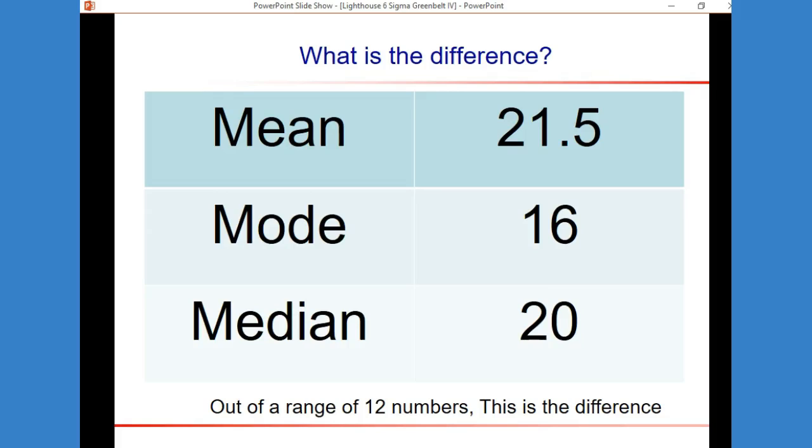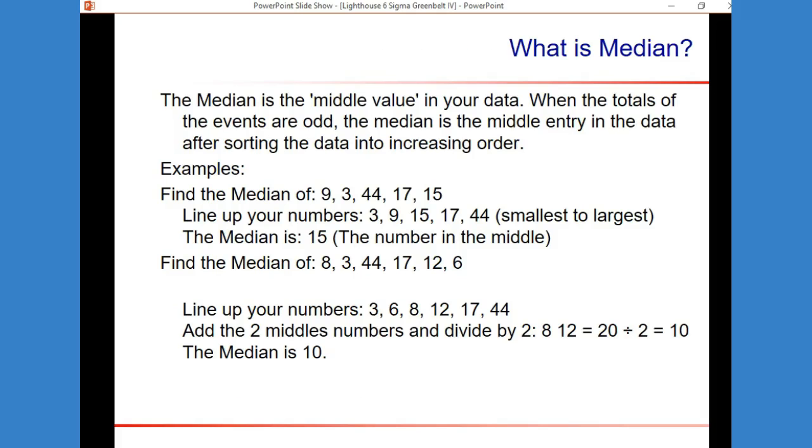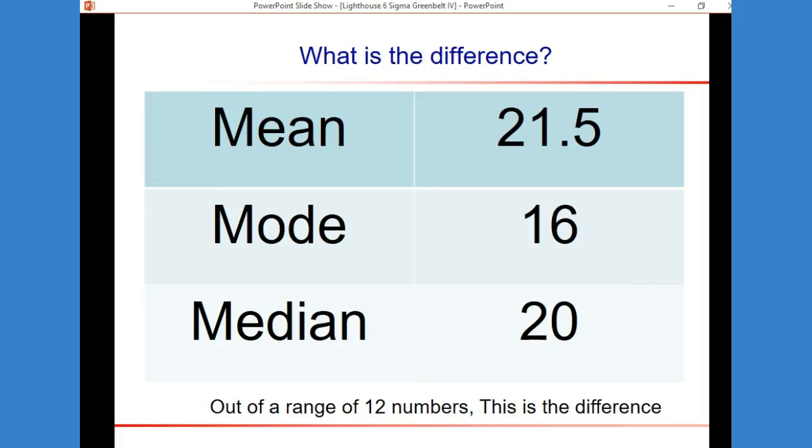So again, if I'm looking at that same group of numbers over here, if I look at the mean, I'm sitting at 21.5. If I look at the mode, I'm at 16. If I'm looking at the median, I'm at 20. So I get different numbers depending on how I look at the same amount of data. Same range of data, but 3 different numbers telling me 3 different things. So depending on the analysis that you're doing, each one of those can point you in a different direction.